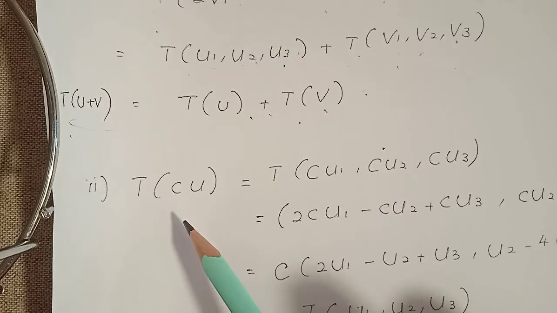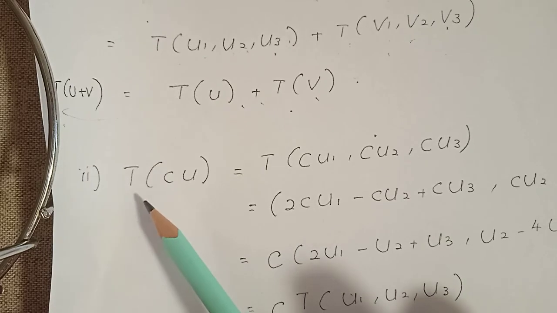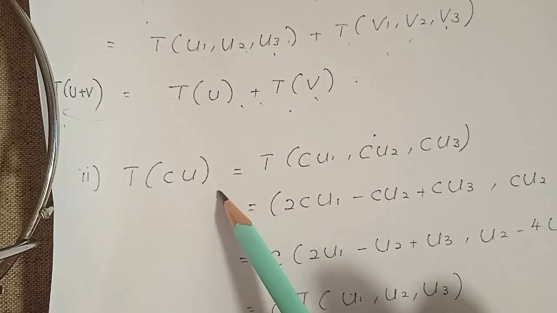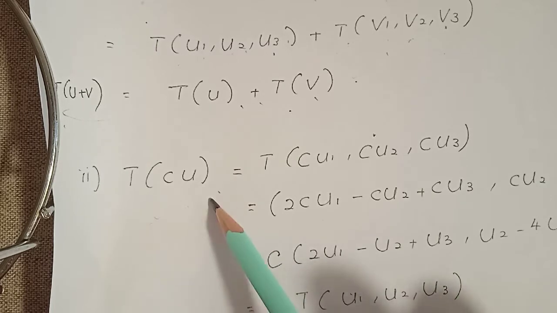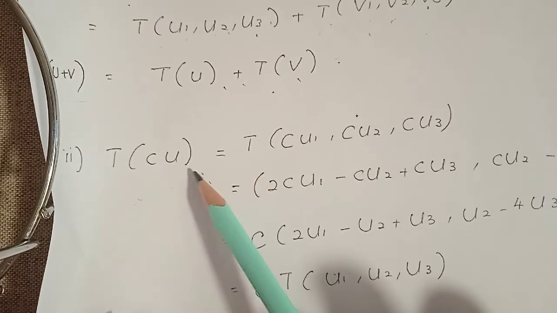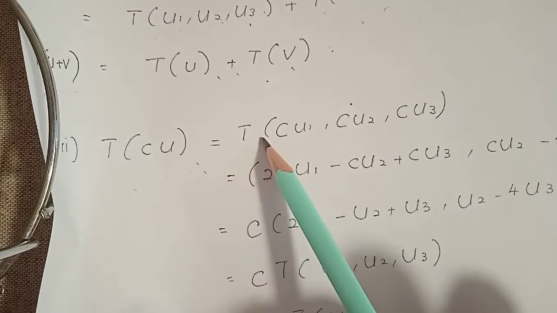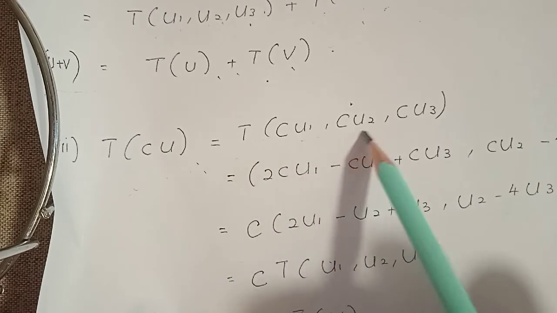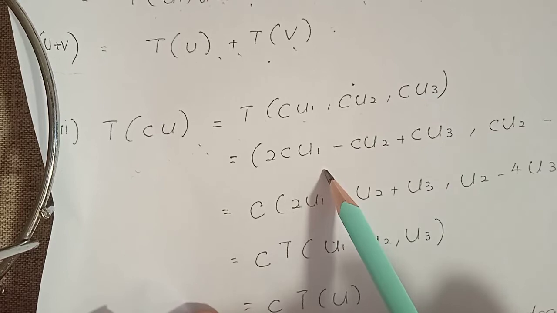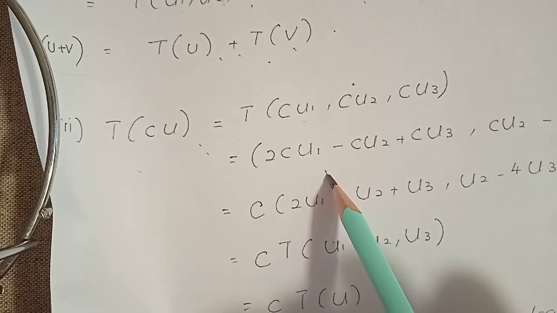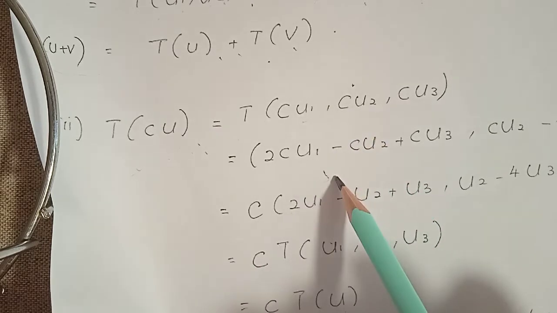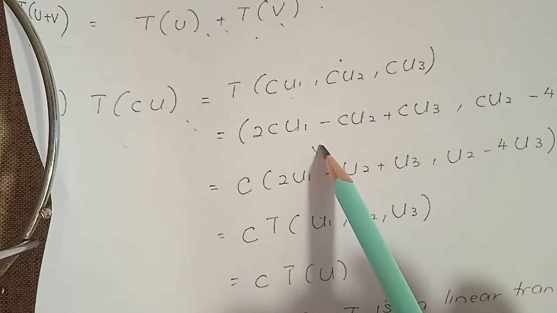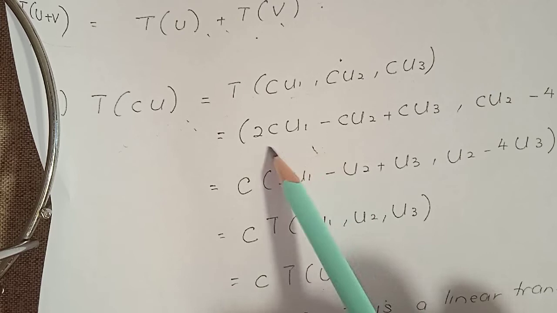Next, for the second criterion, let's find T of CU. We need to show whether we can get C times T of U. From the formula given, T of CU1, CU2 and CU3 is placed into the expression from the definition of T. So we have this one.